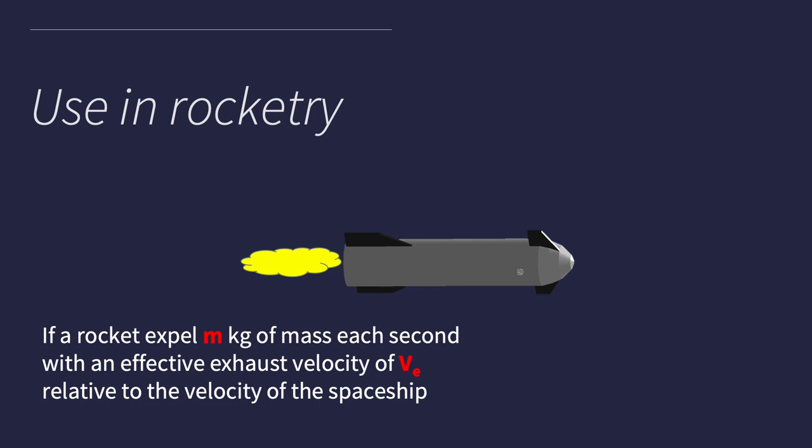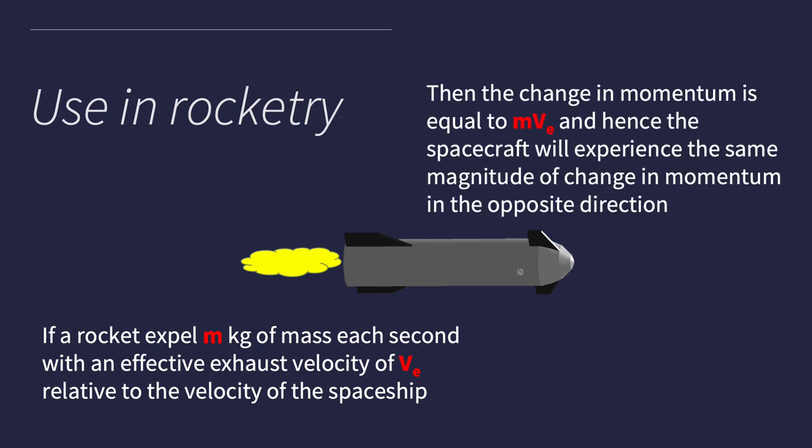So we have a rocket, and every second it's expelling m kilograms of mass. And that has an effective exhaust velocity, in this case to the left, of VE, relative to the velocity of the spacecraft. Now I'm just showing it not moving. In reality, it's going to be moving to the right, and we're just looking at the change in momentum. So that rocket gas of mass m moving to the left compared to the spacecraft of V has a change in momentum of magnitude mVE.